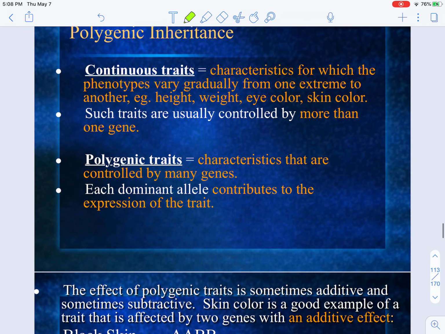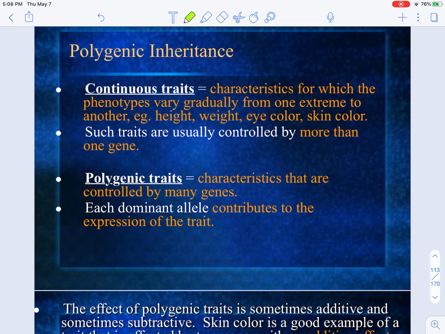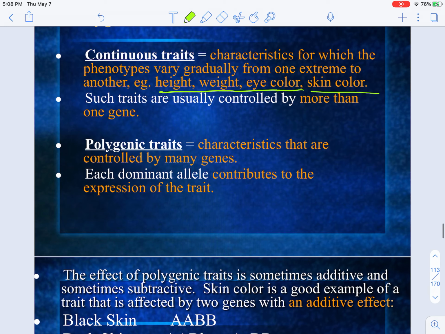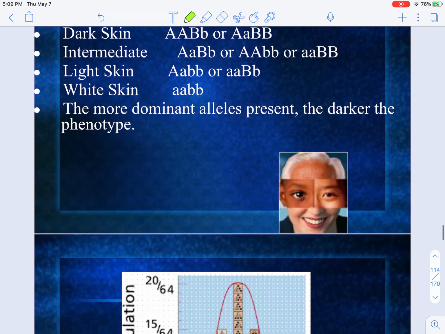Okay, just to wrap up here, something continuous would be a trait like height. So they're on a continuum, or weight, many different eye colors, many different skin colors. We're not going to do crosses with those, but they're called continuous. And polygenic, there are also many traits controlled by many genes, not just one, so they get complicated, and we're not doing any crosses with that either.